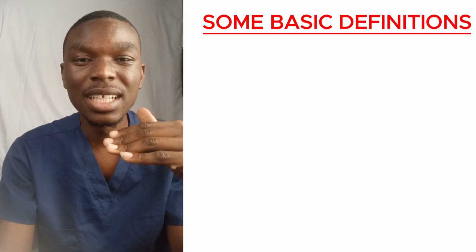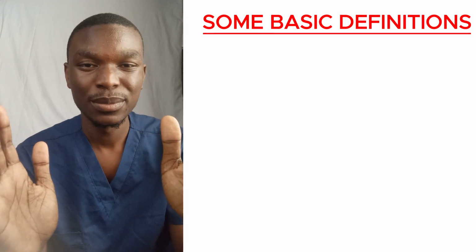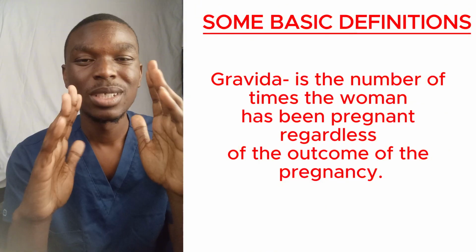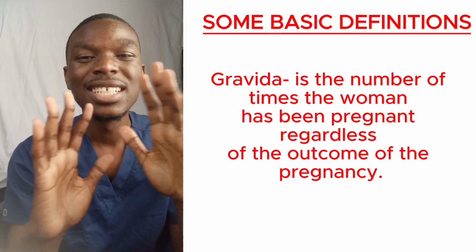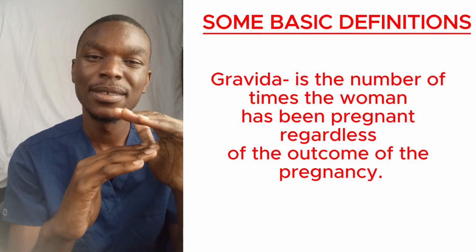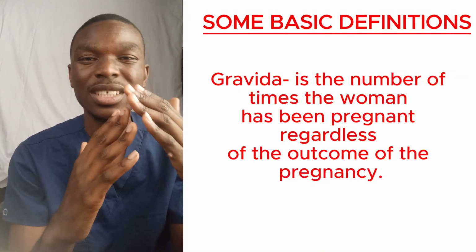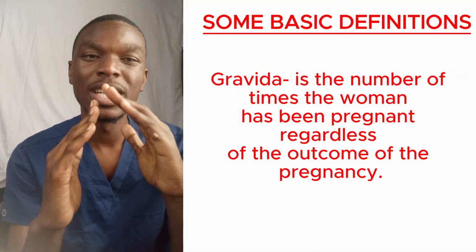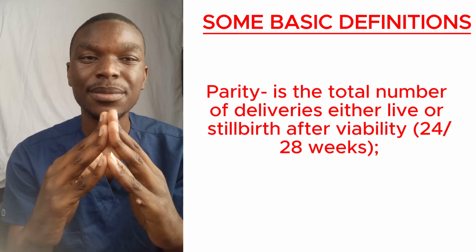Okay, so gravid means the number of times a woman has been pregnant. That's all. She has been pregnant 4 times, this is a gravid 4. So this is regardless of the outcome of the pregnancy. In this one, we don't consider whether there's a miscarriage or not, whether the child is alive or not. All we are looking for is the number of times she has been pregnant.